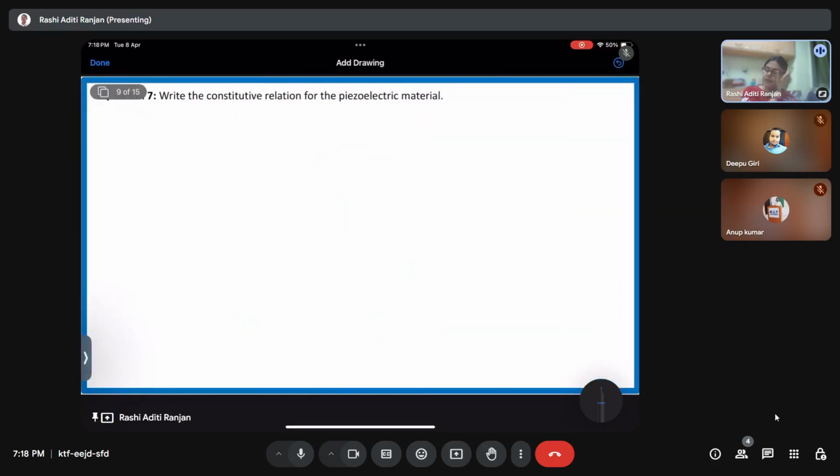Coming on to question number 7, we have to write the constitutive relation for the piezoelectric material. So we know what a piezoelectric material is now, right? A piezoelectric material is a material which shows both a piezoelectric and the reverse piezoelectric effect. So if there is some kind of a deformation in the piezoelectric material, that deformation is going to lead to the occurrence of voltage or the accumulation of charge because of that deformation, and that accumulation of charge can be further extracted in terms of energy and could be used for any kind of application that we want, right?